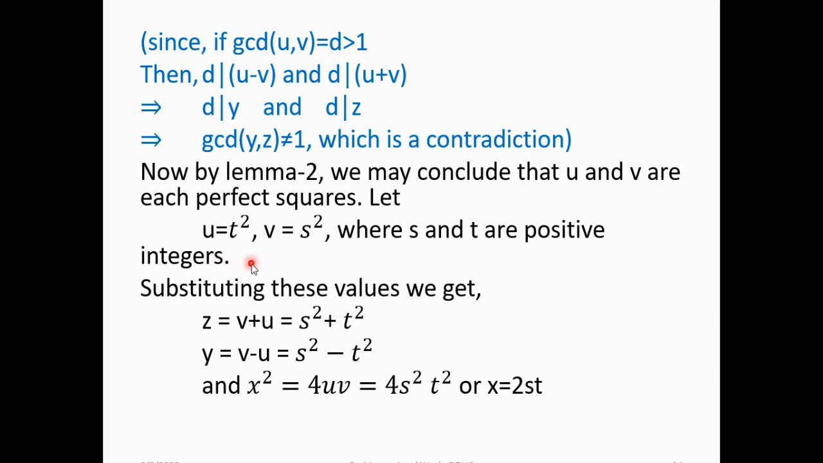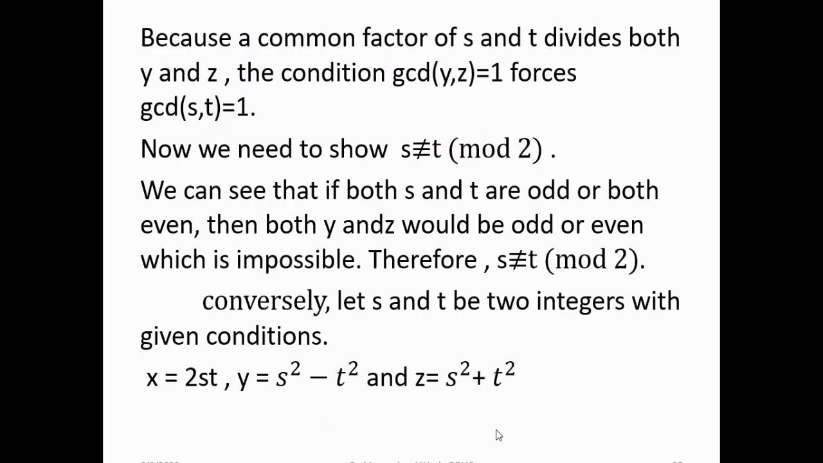Let u is equal to t square and v is equal to s square, where s and t are positive integers. Now substitute these values, we get z is equal to v plus u is equal to s square plus t square, and y is equal to v minus u is equal to s square minus t square. And x square is 4uv, that is 4s square t square, and this implies that x is 2st. Because a common factor of s and t divides both y and z, the condition GCD of y and z is equal to 1 forces us to imply GCD of s and t is equal to 1. So s and t are relatively prime.